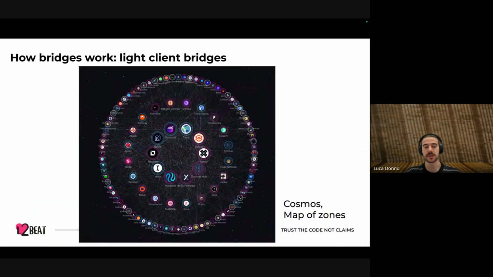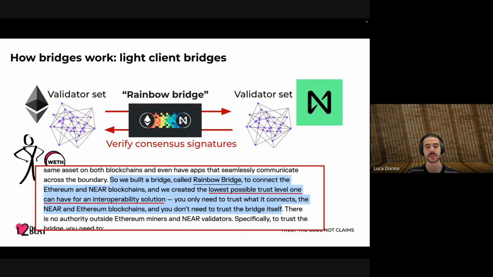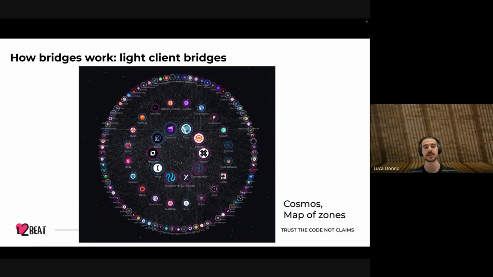If you take this concept of bridges that verify consensus signatures to the extreme, you get something like Cosmos. Cosmos is this ecosystem of blockchains that are more or less similar, or at least they share some APIs or some interface to communicate with each other. Each one of them has its own validator set, and there is a standard protocol to verify signatures from one chain to another. In this way, it gets easy in terms of implementation to bridge funds between one another. There is this website called Map of Zones that shows all the blockchains in the Cosmos ecosystem and the funds that are bridged between one another.